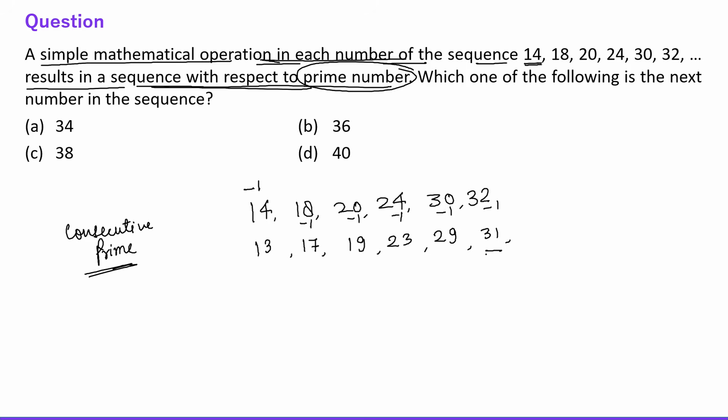So next prime number after 31 will be what? 37. So here we will be getting 38, because 38 minus 1 will be 37. So here we will be getting 38, means this number plus 1 will be coming to the original series. So the answer is 38. Correct answer is C. Okay, now let's move to the other question.